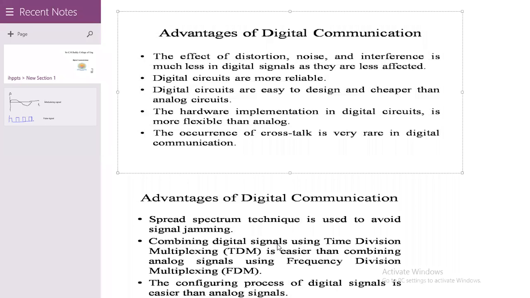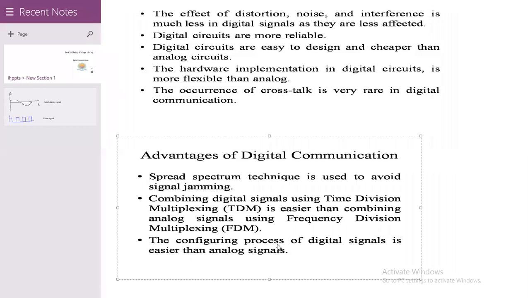So that's why analog is not reliable, and designing is difficult. But in digital circuits, every circuit is replaced by FETs and CMOS technology integrated circuits. So that's why the digital communication system is more reliable, and designing is very easy compared to analog communication.